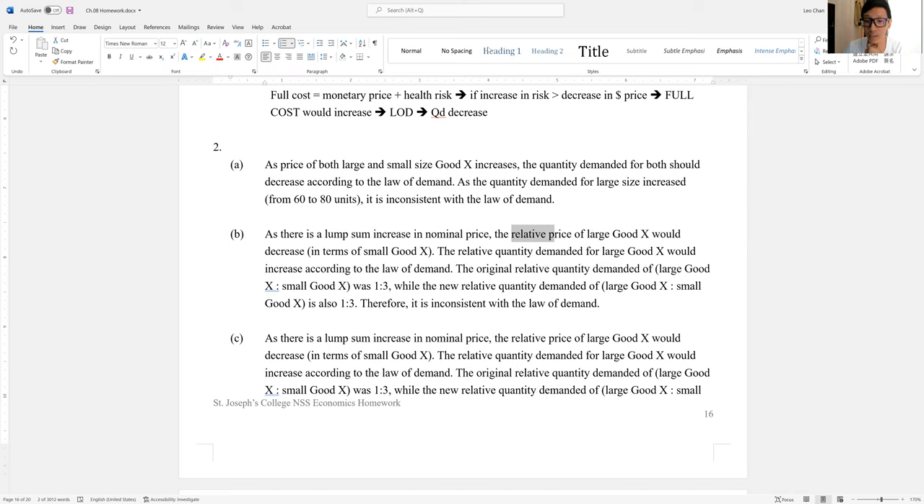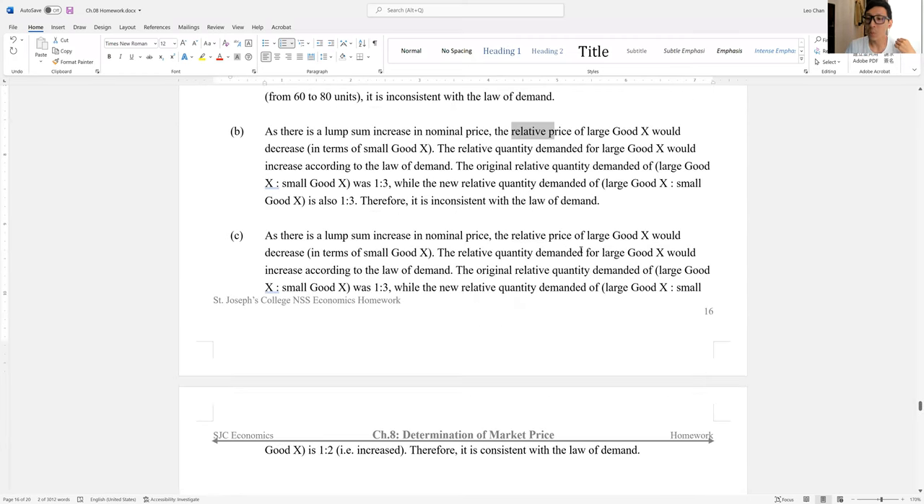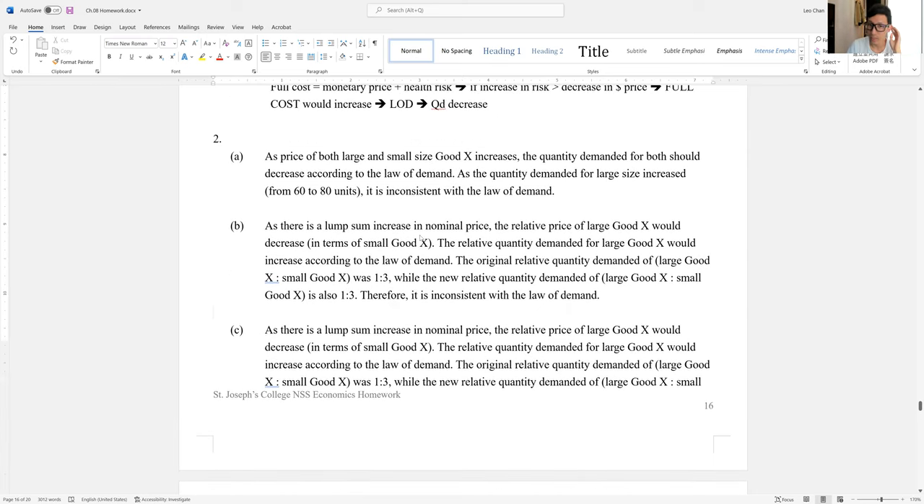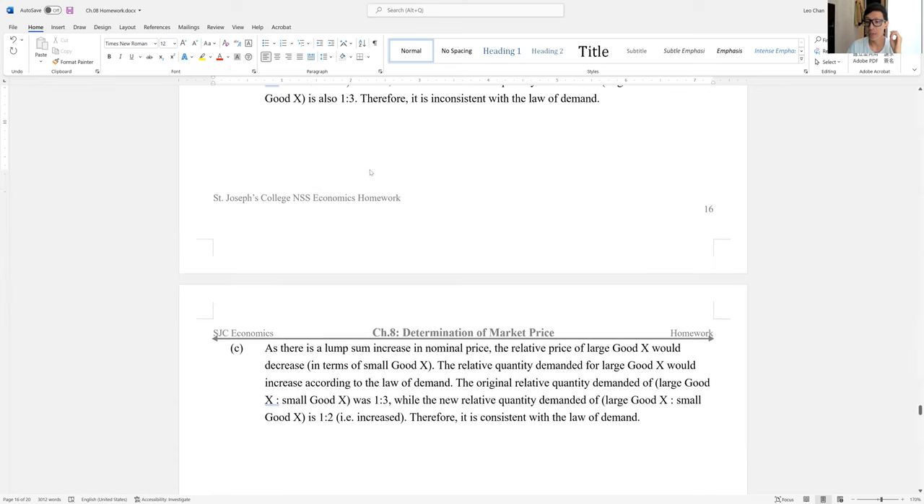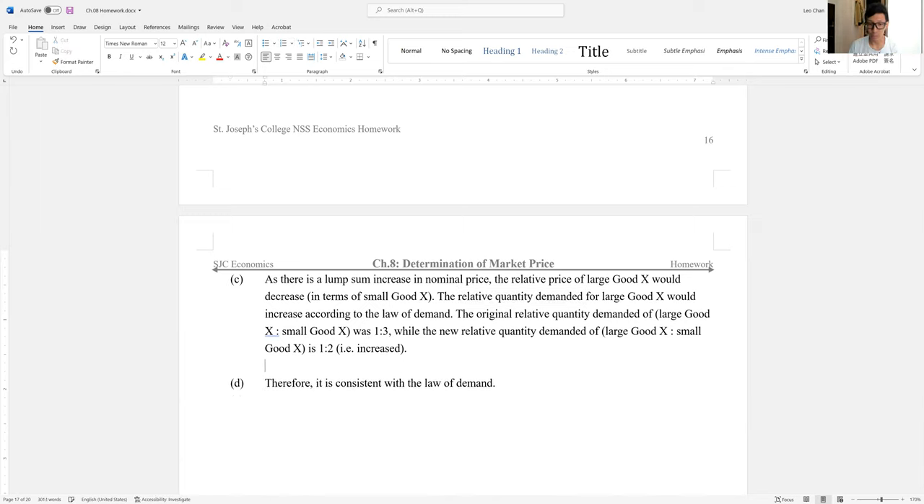So which one is consistent? This one, finally, 60 to 30, 我們看看啦, as there is a lump sum, 是吧? 我們說的, relative quantity demanded would increase, okay? 好嗎? 這裡漏了一句, this marking scheme, okay? There is one sentence missing, right? 是吧? 這個 marking scheme 你看到啦, it talks about the relative price and relative quantity demanded, okay? 好嗎? 大家記住哦, actually, you need to also check another. The absolute quantity demanded of both small and large also decreased. 是吧? 你要加上這個, 喂, 原來他 small 和 large 的 absolute QD also decreased. So it matches with both of our conclusions here.